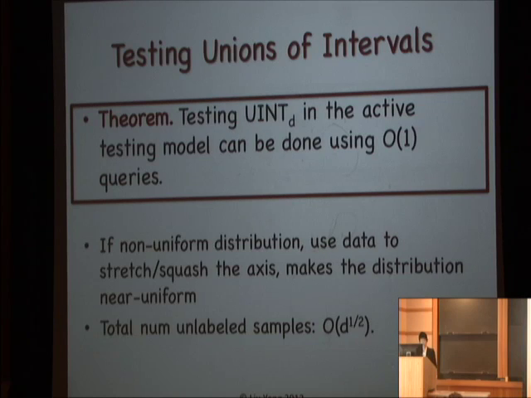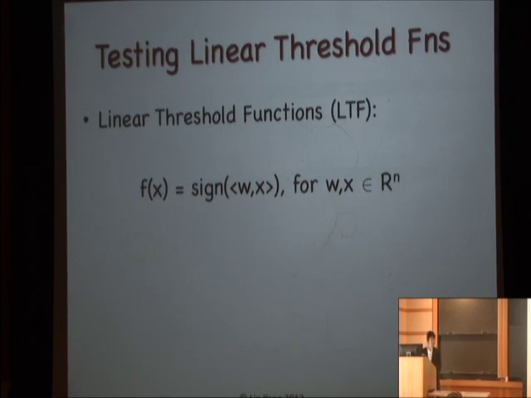So far I just showed you how to do testing for union of intervals under the uniform distribution. But what if it's not a uniform distribution? There is a standard trick where we take a few unlabeled examples at random, and that gives us enough information about the underlying distribution. Then we can stretch and squash the axis to make the distribution near uniform, and run the same algorithm. There is a standard trick in statistics: you can map arbitrary distributions, via the CDF, to a uniform distribution.